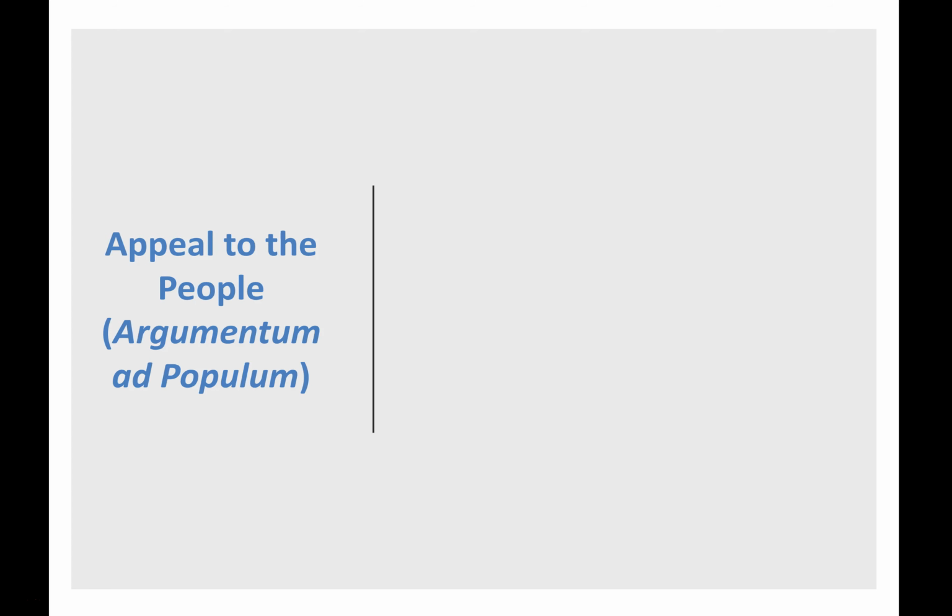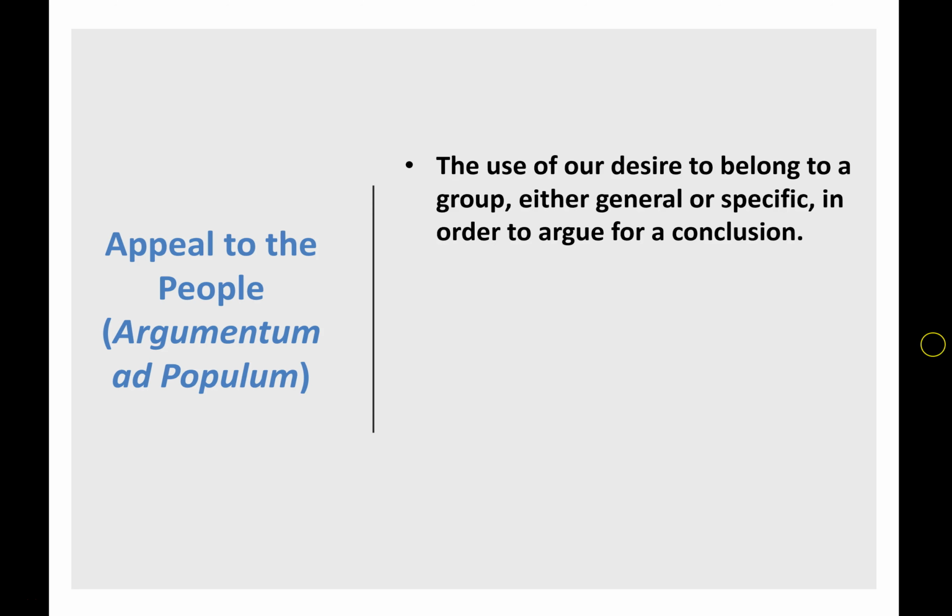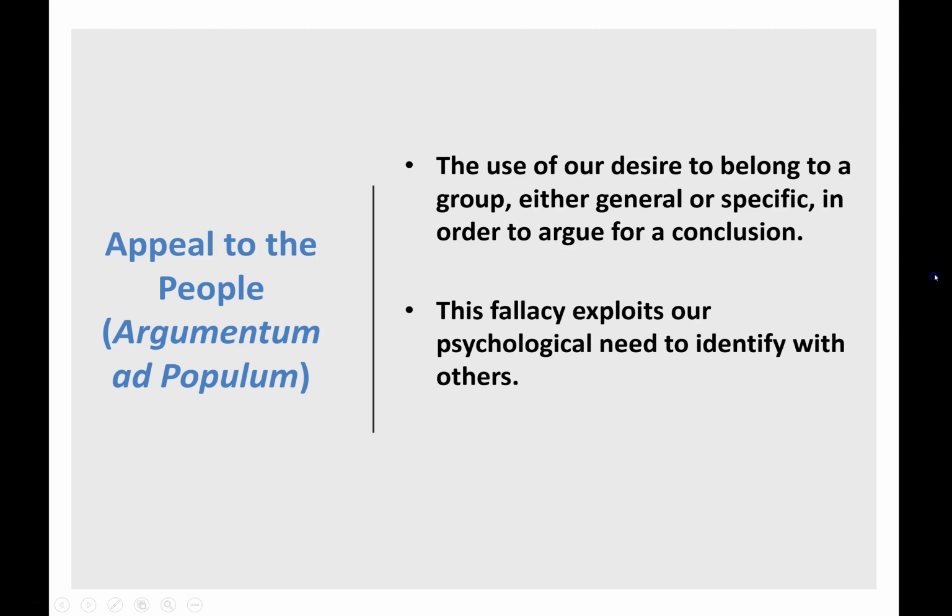Okay, next up, appeal to the people. Argumentum ad populum. So that's the use of our desire to belong in a group, either general or specific, in order to argue for a conclusion. This one has a lot of sway on us, everybody. So it exploits our psychological need to identify with others. And this is putting it mildly. Sometimes it's known as bandwagoning, right?